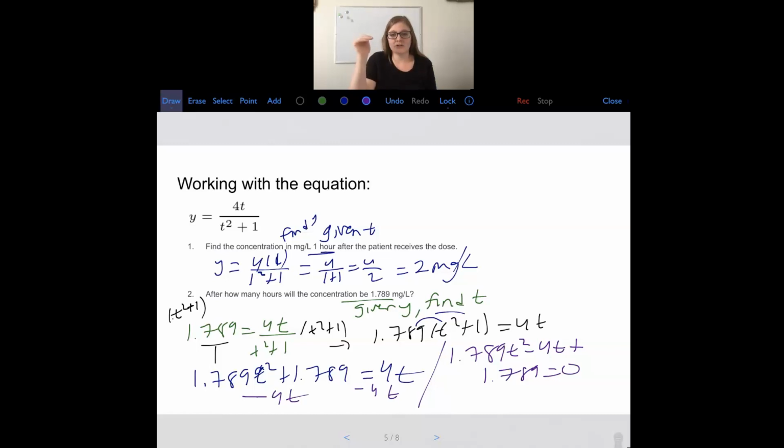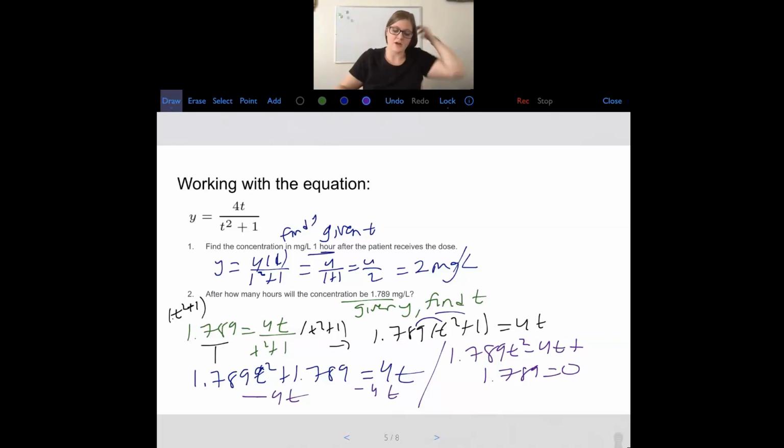So in the first question, we found that after 1 hour, the concentration is 2 milligrams per liter. And now we are asking at what time will the concentration be 1.789 milligrams per liter. So just make sure you're picking the correct t value that goes along with that. And what I should mention is for this example, we'll get 2 t values, but in the mini project, you're going to be filling out a concentration log, so you'll have some guidance.